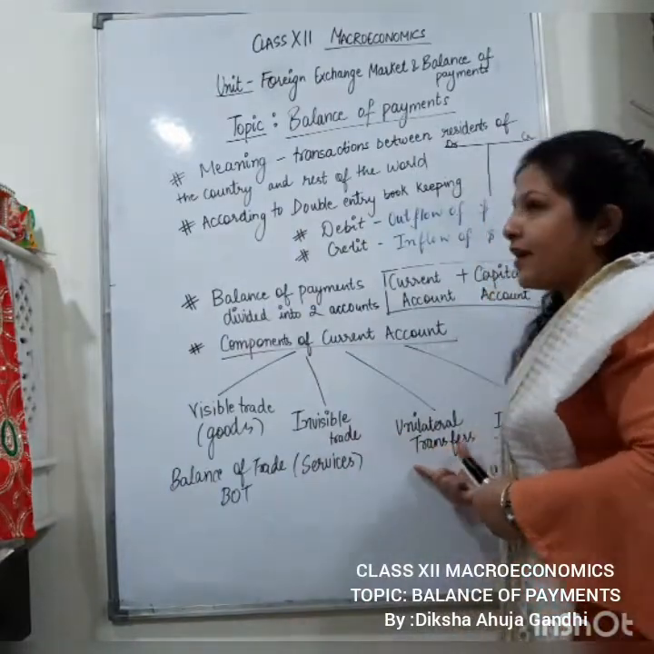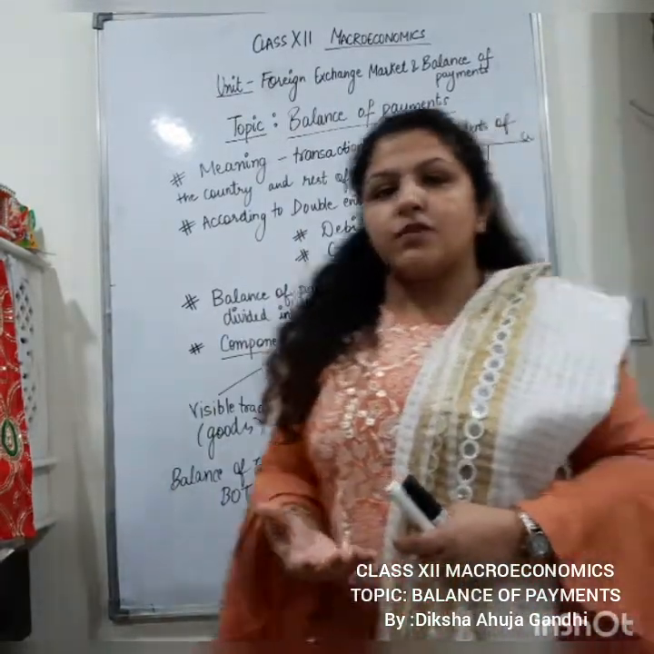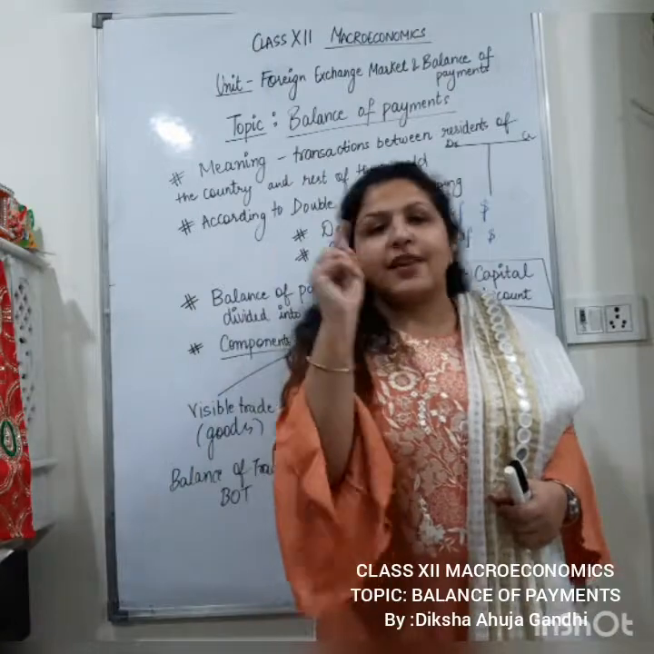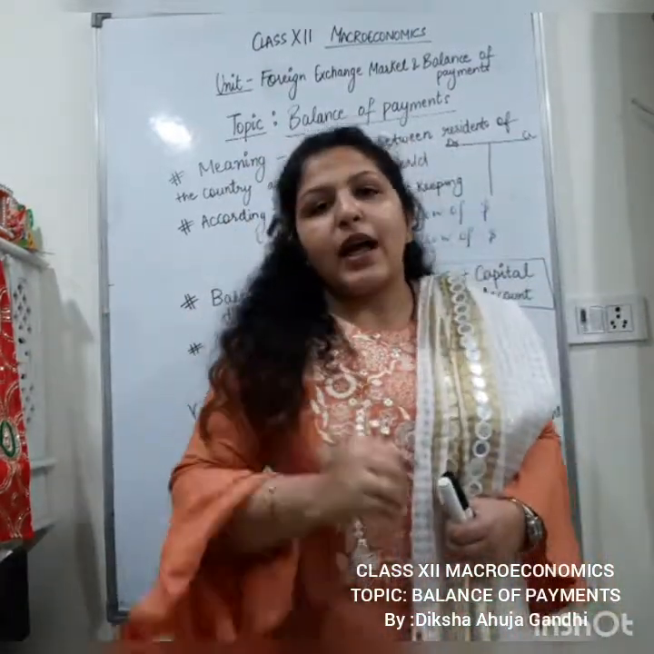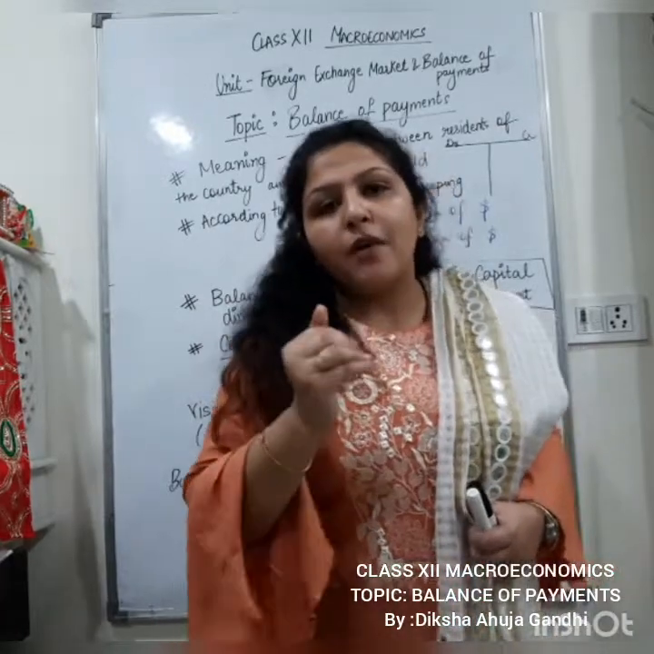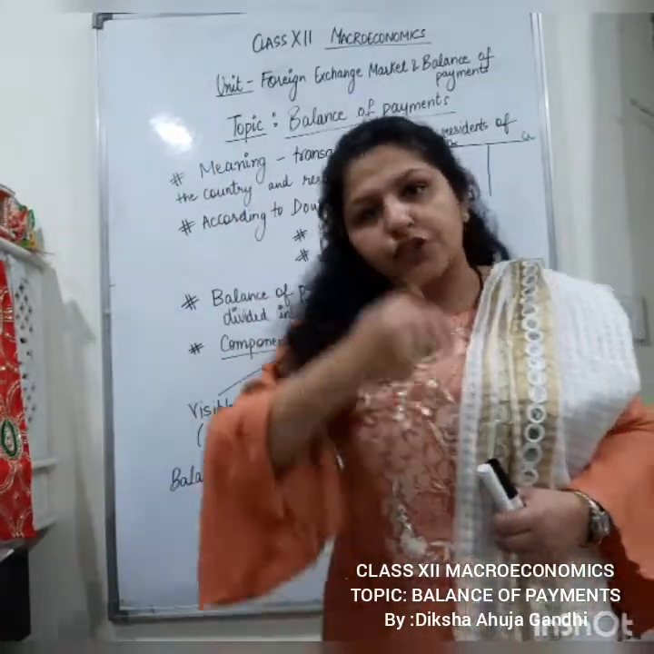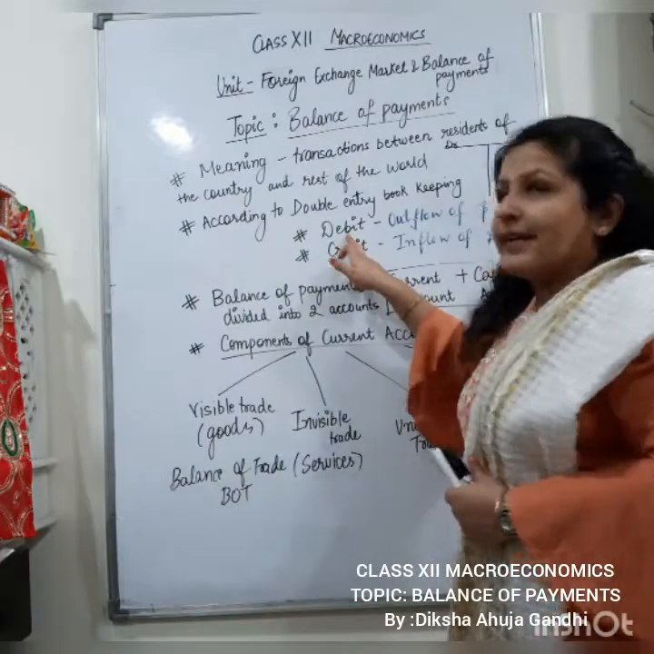So third is unilateral transfers and unrequited transfers. What do you mean by unilateral? One-sided, one-way transfers. Let's say one of my friends is living abroad and I'm sending a donation to her. So I'm sending a donation abroad. This will come on the debit side.